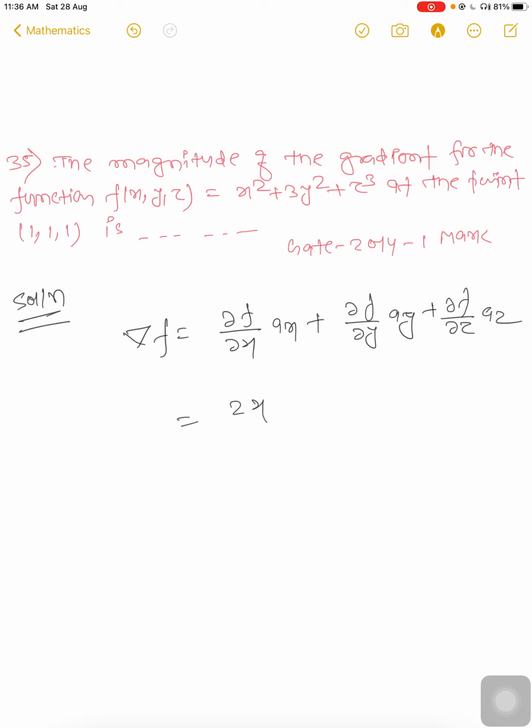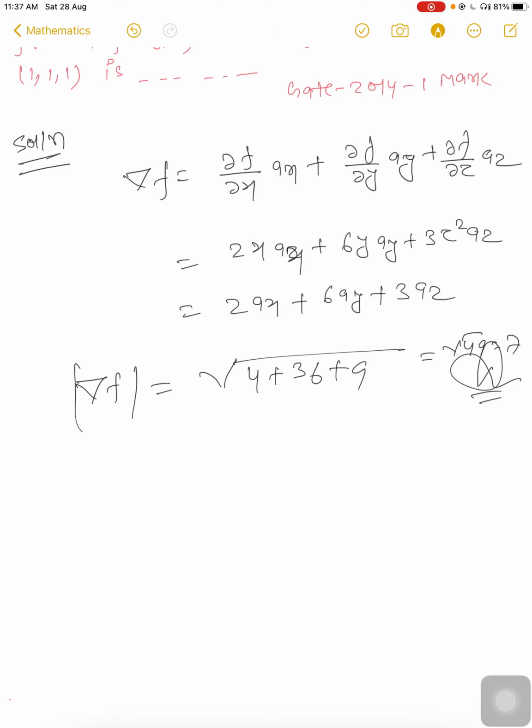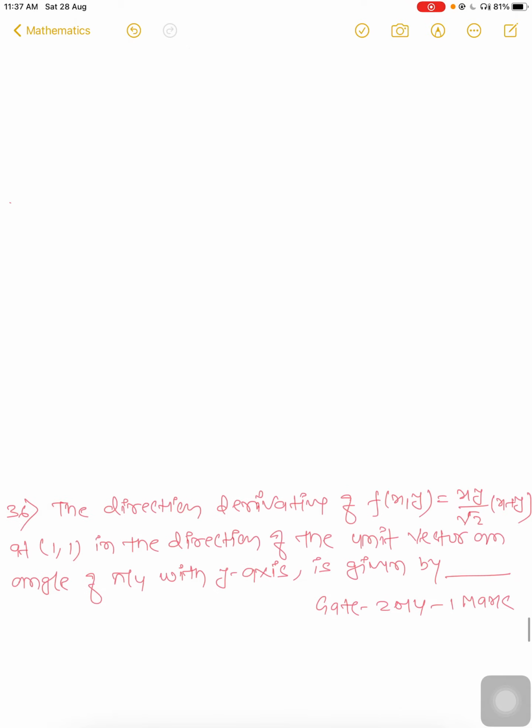Then you will get 2x ax plus 6y ay plus 2z az. When you put 1 1 1, then 2 ax plus 6 ay plus 2 az. Then take the magnitude: it will be 4 plus 36 plus 4, which is 44.